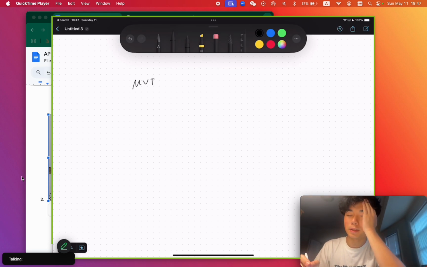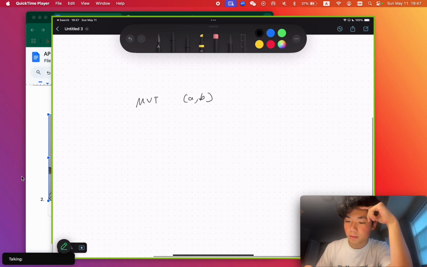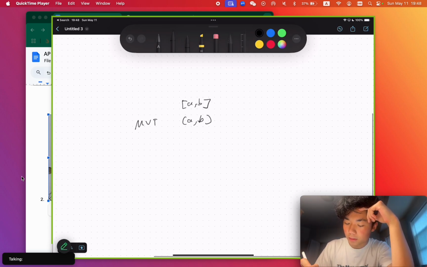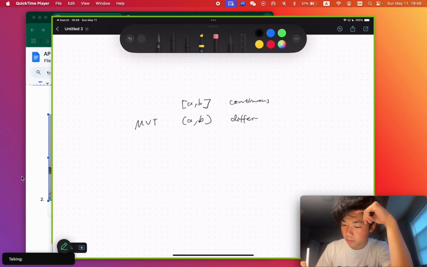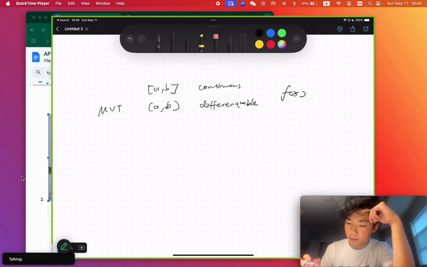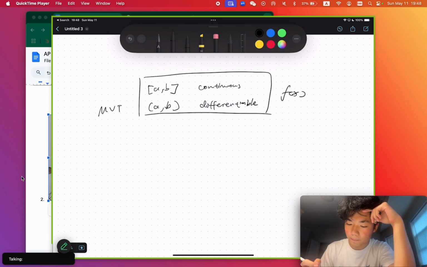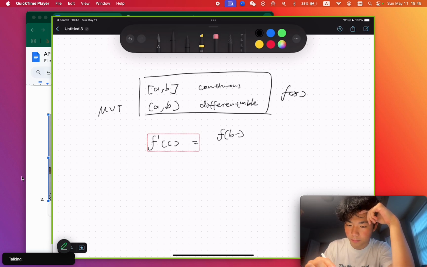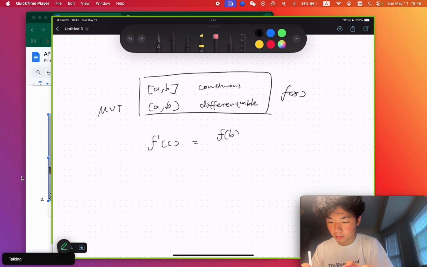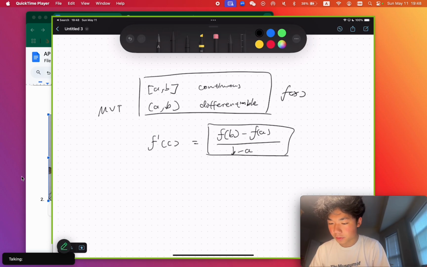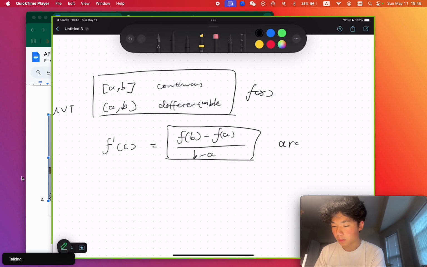So the mean value theorem states that on the closed interval [a, b], the function f(x) has to be continuous, and on the open interval (a, b), it has to be differentiable. And MVT says that if it satisfies all of these, then at some point c the derivative at this point must equal f(b) minus f(a) over b minus a.